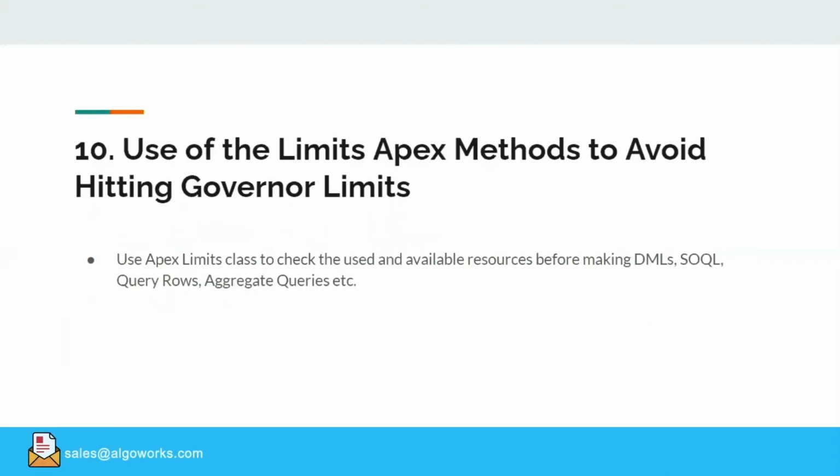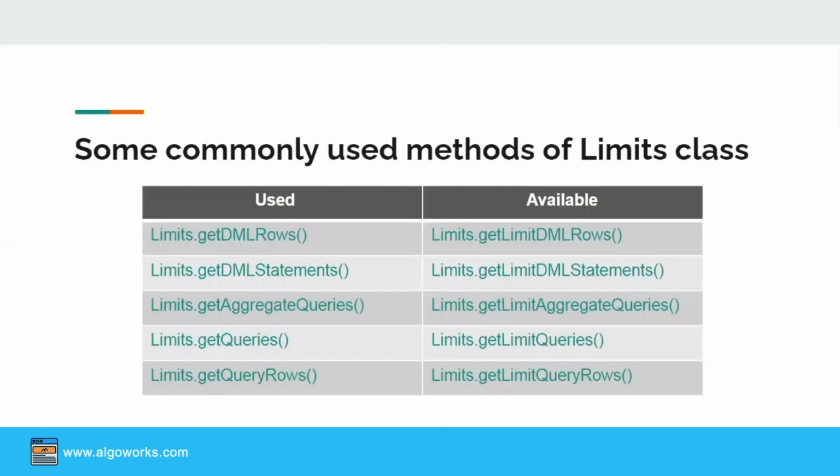The 10th is use of limits Apex methods to avoid hitting governor limits. That's for using the Limits class. We can check the used and available resources in the Apex transaction. Meaning what we can do is implement the Limits Apex methods that we have shortlisted, some that are very common in use. These methods can be used in our logic to check how many statements or how many resources we have used so far and how much is available. So based on this we can take a call.